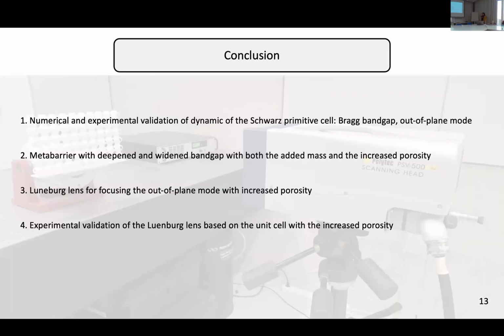Okay, so I showed you today the numerical and experimental validation of the dispersion relation of the Schwarz primitive cell. I showed you that there is a band gap, and it's for the out of plane mode. I showed you two meta barriers, one on the basis of the increased porosity and one on the basis of added mass. Both worked very well. We validated that only numerically. And then we also did a graded meta area, which is a Lüneburg lens. And I showed you both numerically and experimentally the validation of this structure.